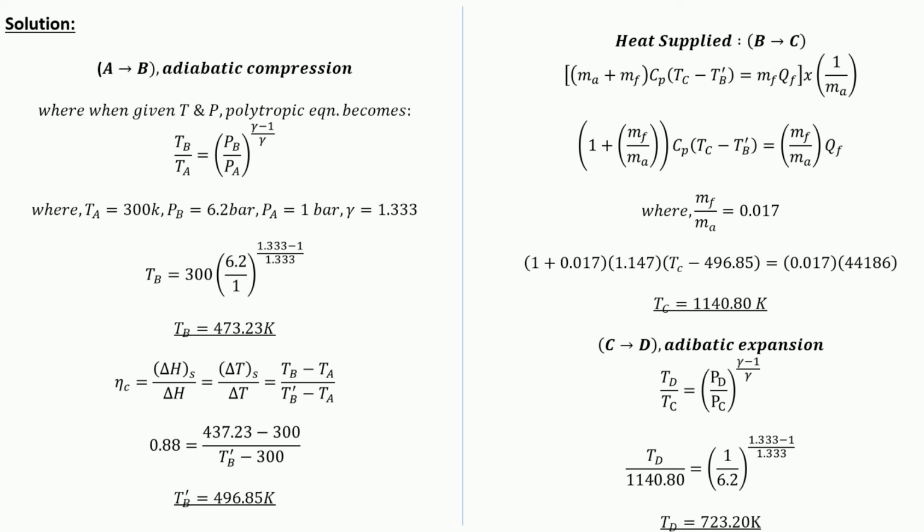Next, we use the process C to D, which is adiabatic expansion. We use the same polytropic equation from steps A to B, and substituting the values, we get the value for TD to be 723.20 Kelvin.